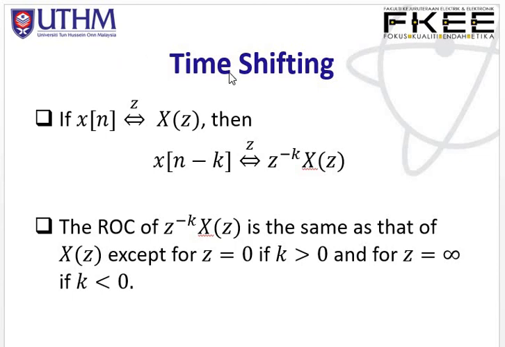Next property is the time shifting. If the z transform of x(n) is X(z), then x(n minus k) is z to the power of minus k times X(z). So the ROC of z to the power of minus k X(z) is the same as that of X(z), except for z equals 0 if k is more than 0, and for z equal to infinity if k is less than 0. This means that the shifting does not change the ROC, and it has the same ROC.